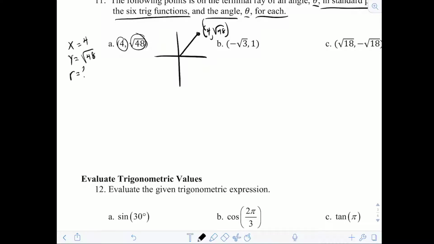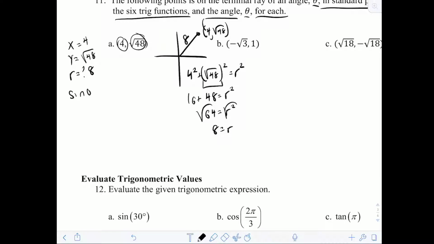Now I need to figure out what my r value is. The way to do that: 4 squared plus square root of 48 squared is equal to r squared, right? A squared plus b squared is equal to c squared, or x squared plus y squared is equal to r squared. Don't let this fool you, it's a lot easier than you think. So 16 plus square root of 48 squared, which is just 48, is equal to r squared. This gives us 64 is equal to r squared. Square root both sides, and we get 8 is equal to r. Some of you might wonder about the plus and minus piece. We don't need to worry about that. R is always positive in these types of problems. So the radius here is 8.